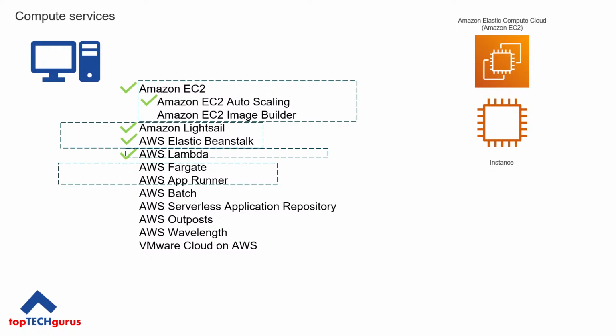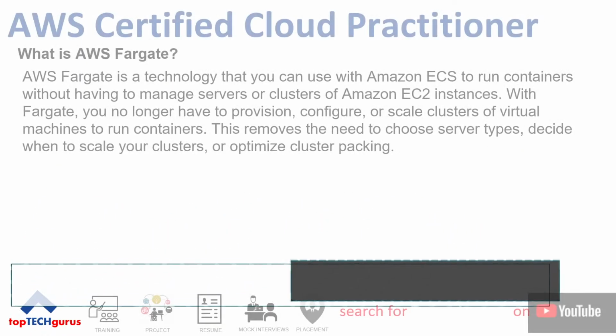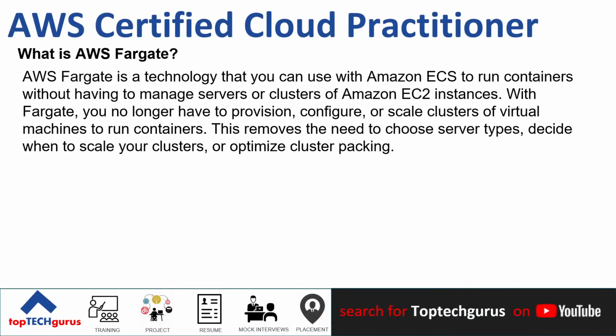Okay, that gets us to Fargate and App Runner. Let's talk about those. Fargate is a technology you can use with ECS to run containers. When you set up ECS, ECS is Elastic Container Service.